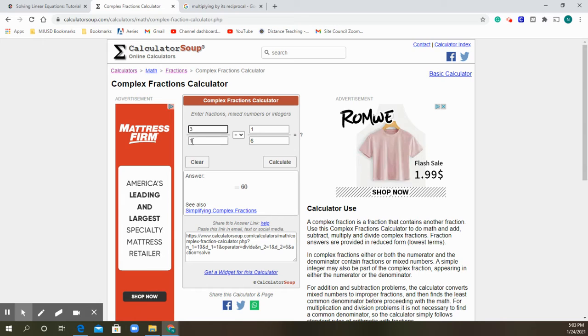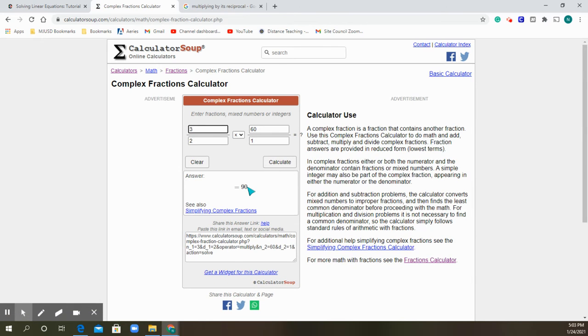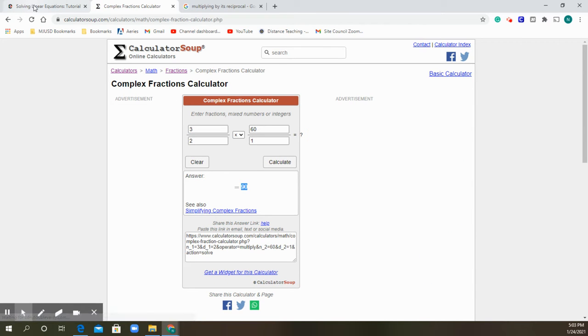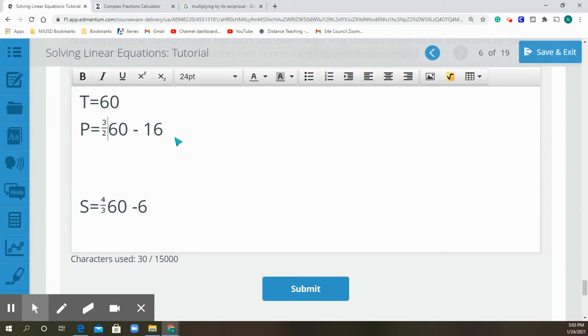So 3 over 2 multiplied by, and I'm going to use the same trick, 60 over 1. That gives us the fraction of 60, and calculate. So that's 90. So now we have P equals 90 minus 16.